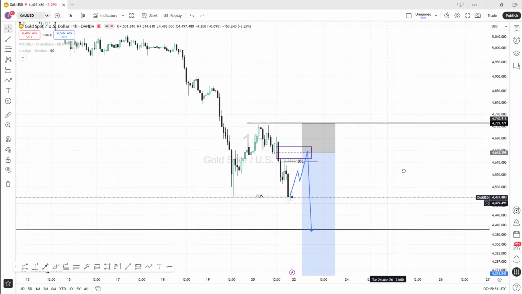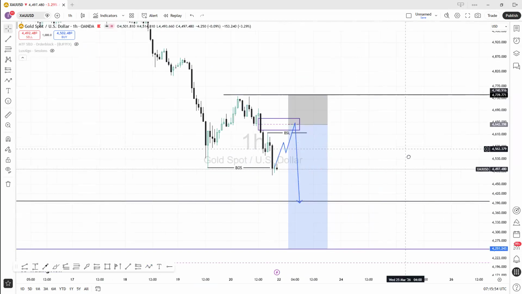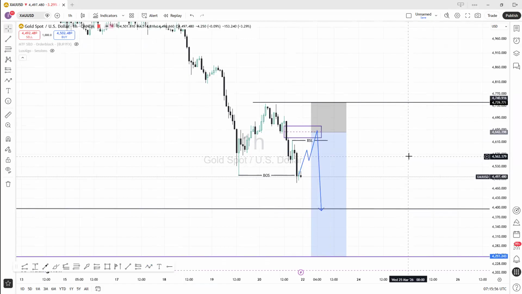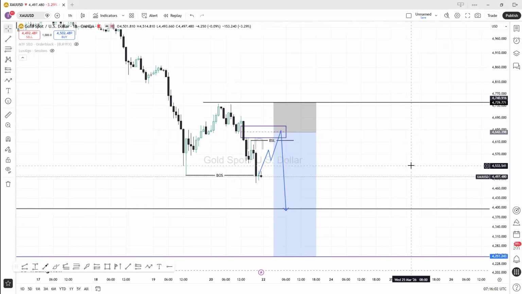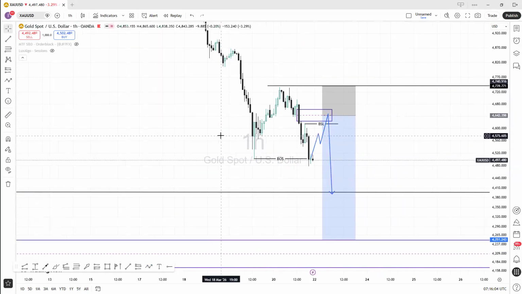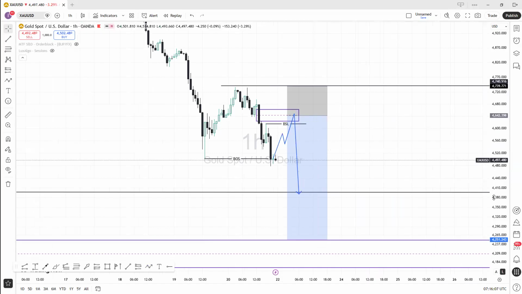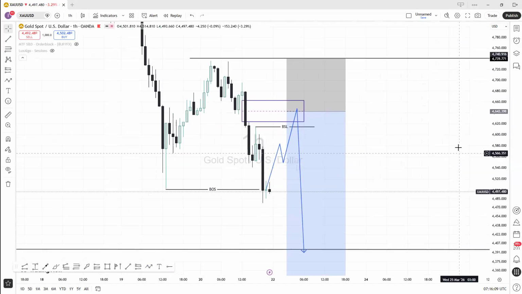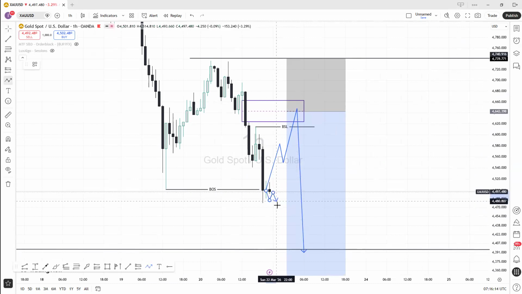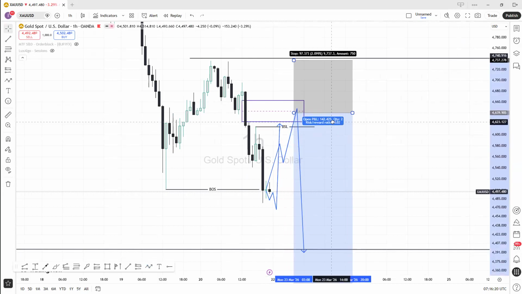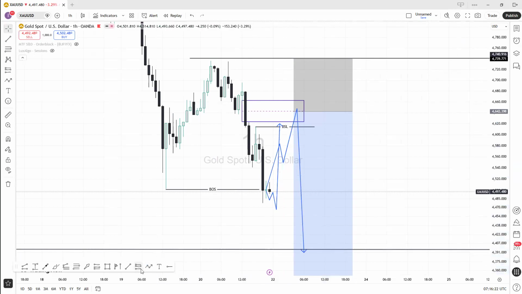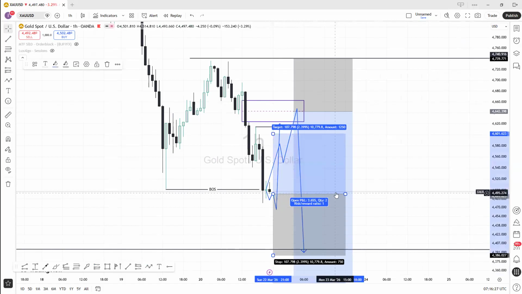But for now, we are supposed to find short positions. The bias is bearish from the high time frame. On the weekly time frame, the bias is bearish. On the daily time frame, the bias is bearish. So we are supposed to find short positions only, not buy positions. We can find some scalp entries after that liquidity sweep on the lower time frame. Wait for the market to shift after that liquidity sweep, and then we can take some buys until price reaches this area.